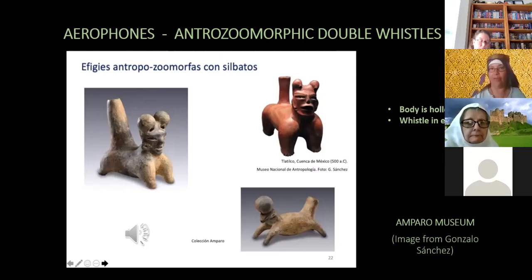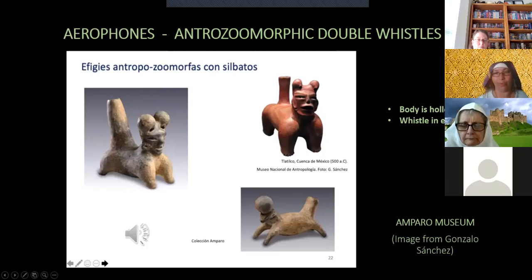Here we have anthropomorphic double whistles. And we can see here that the body is hollow and the whistles are in the ears. This one is from the Empire Museum. We're going to hear an example.